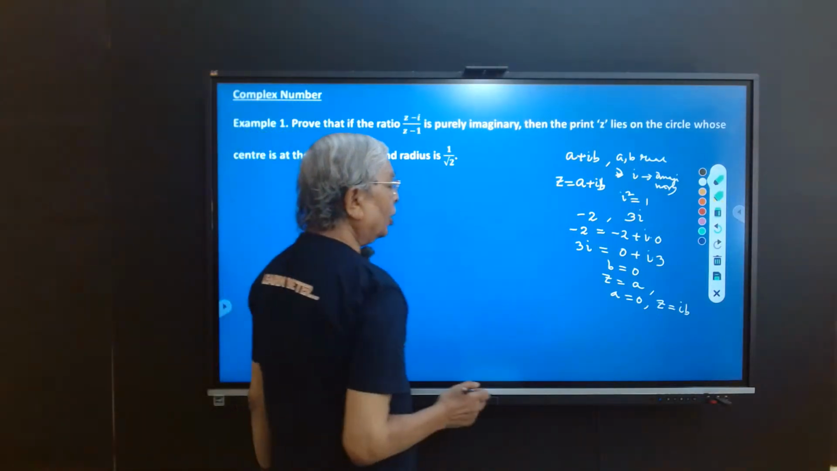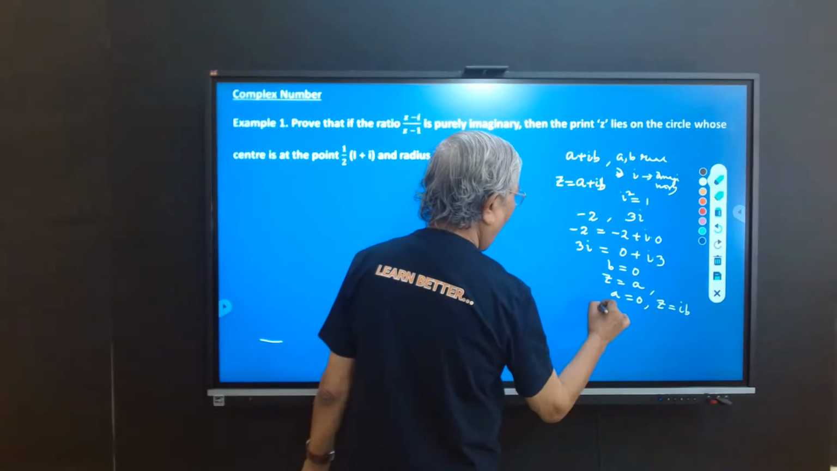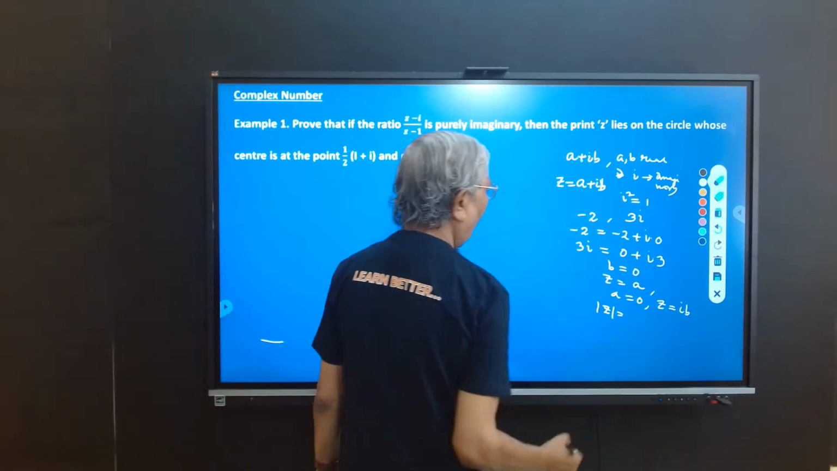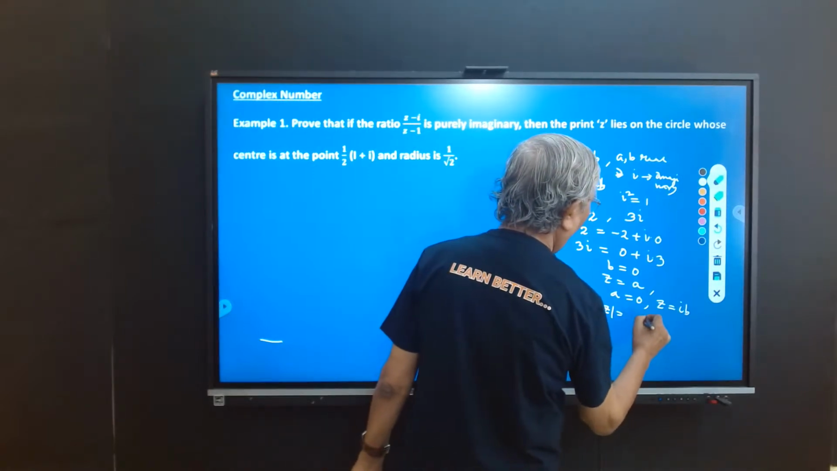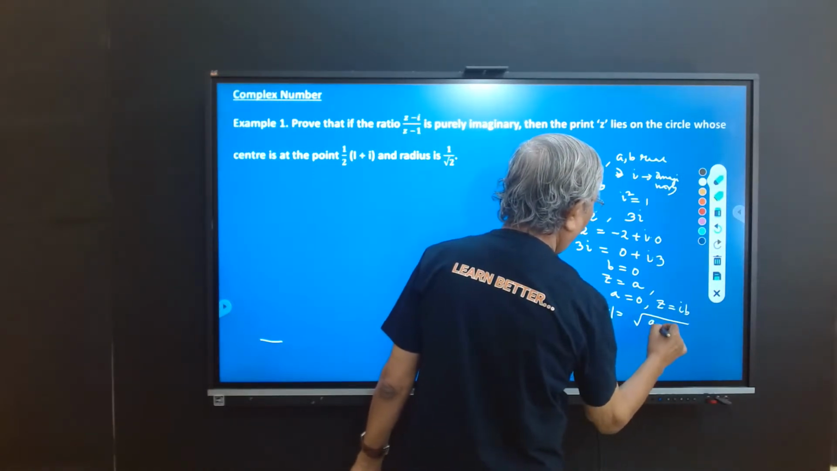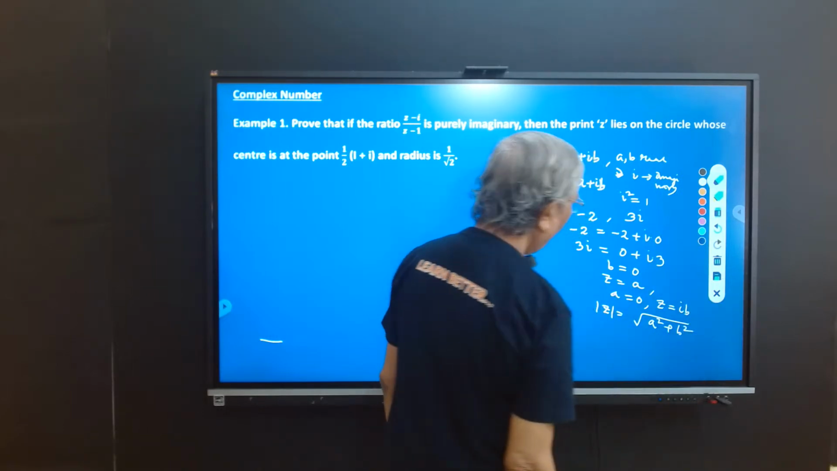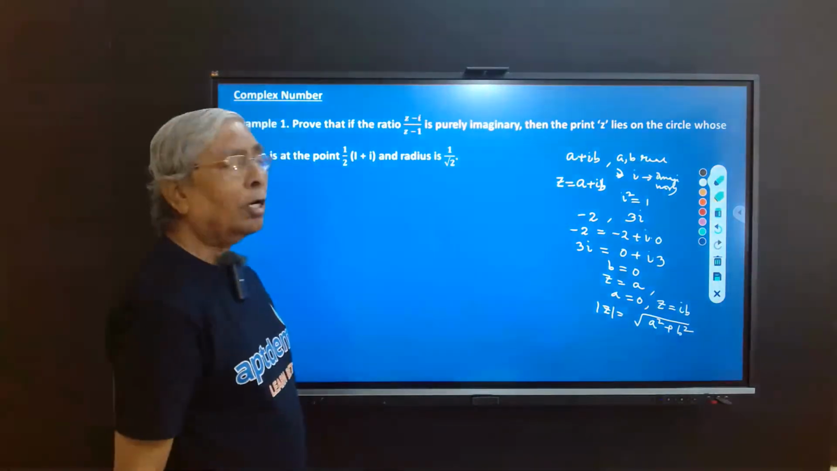Now, what is the modulus of a complex number? Mod of z we define as mod z equal to root over of real part square plus imaginary part square. This is the modulus of a complex number.